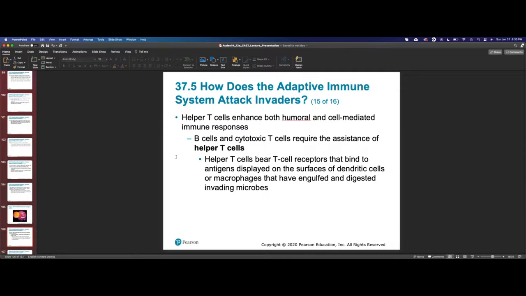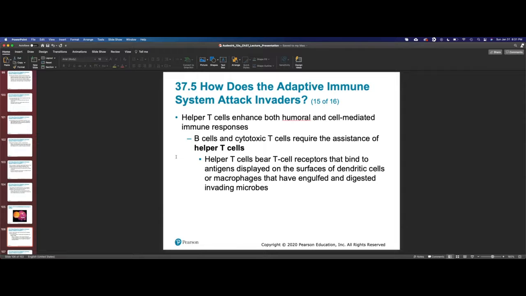So it turns out B cells and T cells can't operate just by themselves. They need the help of cleverly named helper T cells. So helper T cells also have T cell receptors, and these will bind to antigens displayed specifically on dendritic cells or macrophages that have engulfed foreign pathogens.